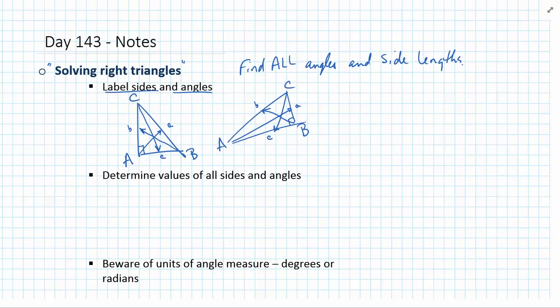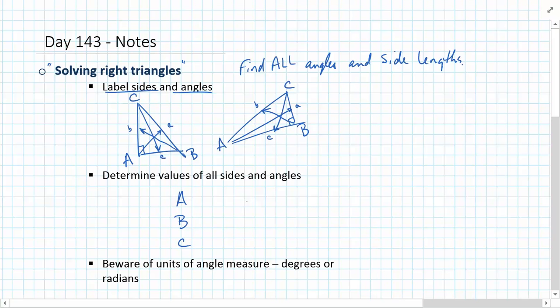And as I mentioned at the start, if we determine the values of all sides and angles, then our answers could very easily be reported in a small chart like this. And this is what I would like to see for our solutions when I ask you to solve a right triangle. You're going to give me an answer in a chart that looks like this. You have room for side lengths A, B, and C, and you also have room for your angle measures A, B, and C as well.